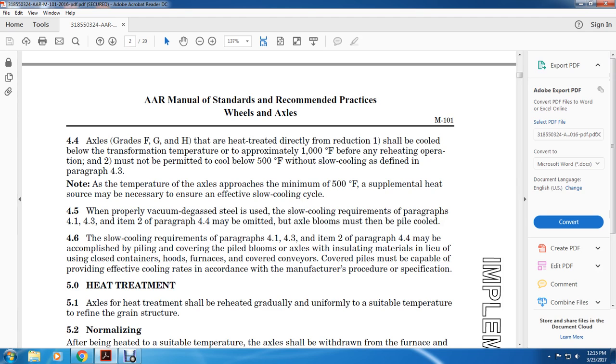4.6. The slow cooling requirements of paragraphs 4.1, 4.3, and item 2 of paragraph 4.4 may be accomplished by piling and covering the piled blooms or axles with insulating materials, in lieu of using closed container hoods, furnaces or covered conveyors. Covered piles must be capable of providing efficient, effective cooling in accordance with the manufacturer's procedure and specification.